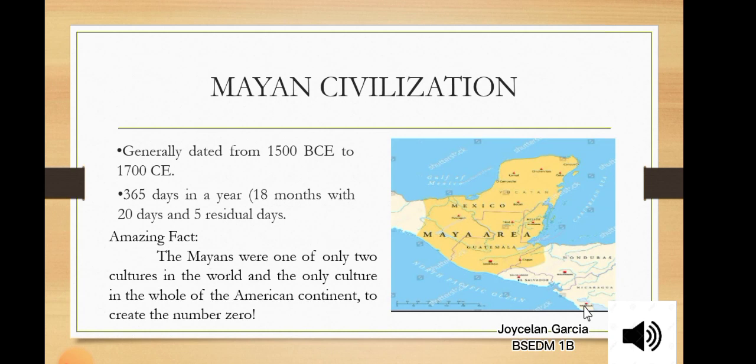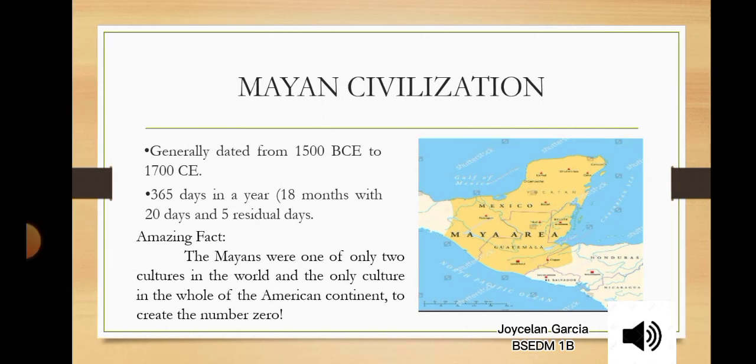Mayan civilization generally dates from 1500 BCE to 1700 CE. CE means Common Era. 365 days in a year, 18 months with 20 days and 5 residual days. Amazing fact: the Mayans were one of only two cultures in the world, and the only culture in the whole of the American continent, to create the number 0.